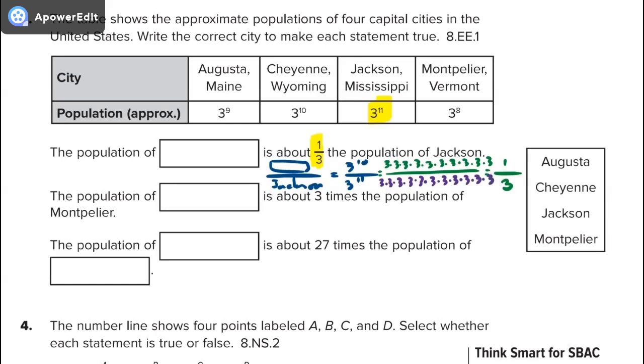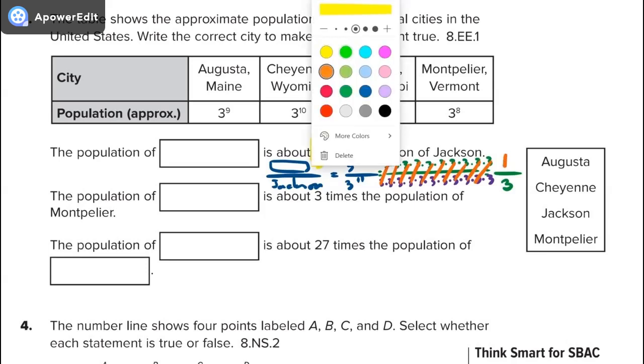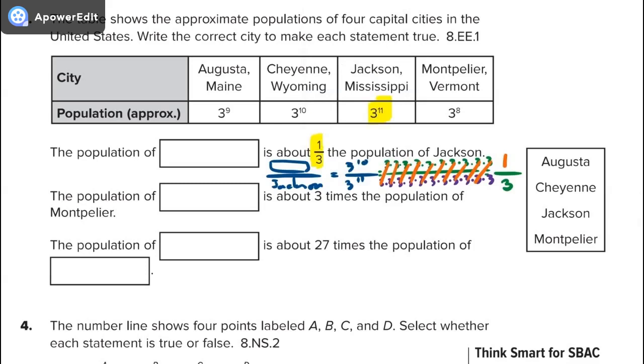Then each of them divides out and gives you 1. 3 divided by 3 is 1. So the remainder on top is going to be 1, and the leftover at the denominator is going to be 3. The city that has a population of 3 to the 10 power is Cheyenne. So my answer for the first statement is going to be Cheyenne.